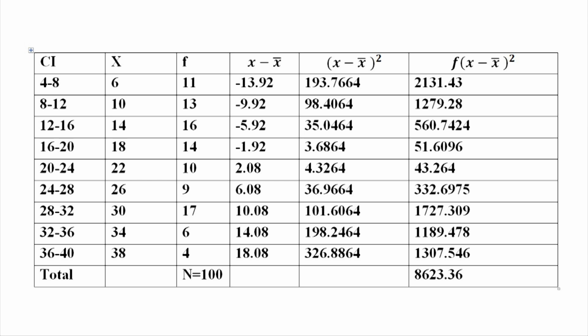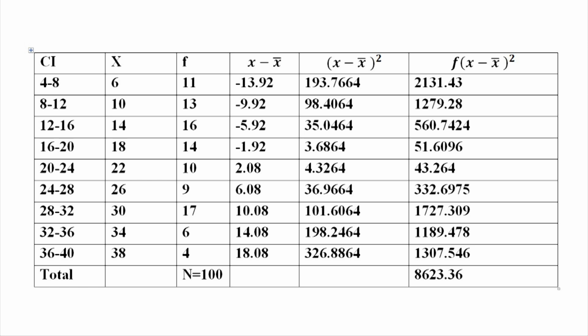193.7664, 98.4064, 35.0464, 3.6864, 4.3264, 36.9664, 101.6064, 198.2464, 326.8864, which are entered in column 5.